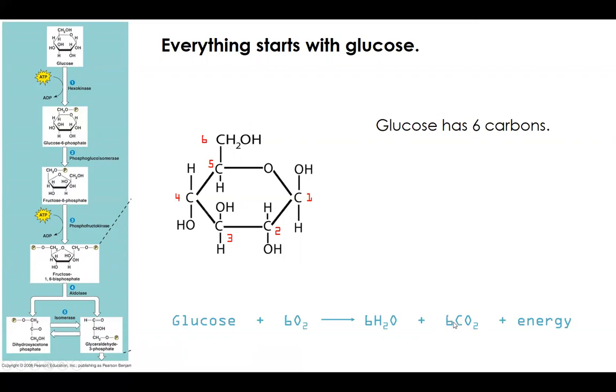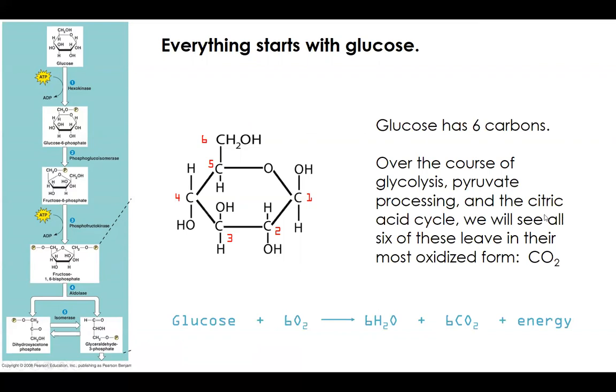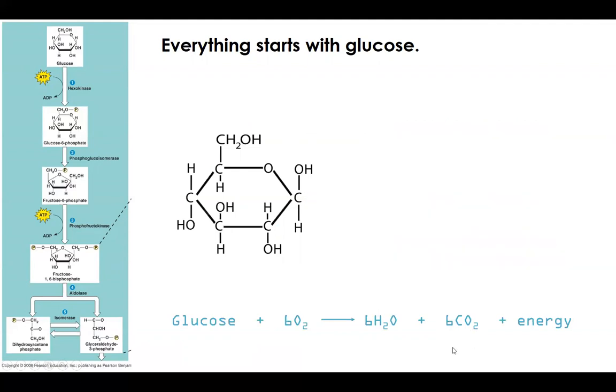So we won't actually see any of this carbon dioxide made in glycolysis. That'll be a little bit further, but keep in mind that we're going to be moving closer and closer to that point as we progress through glycolysis. So over the course of these 10 steps, I'm only showing the first 5 here, plus our pyruvate processing and the citric acid cycle, we're going to eventually see all 6 of these guys leave.